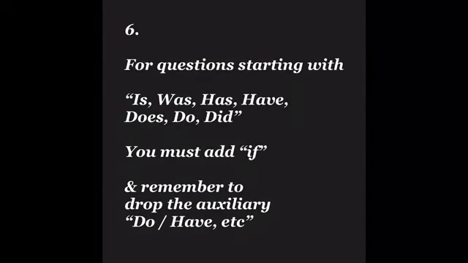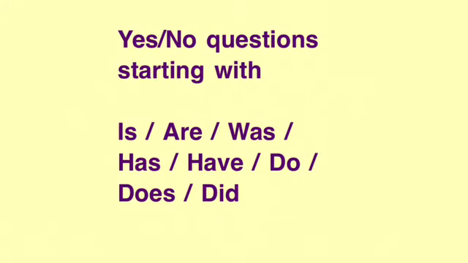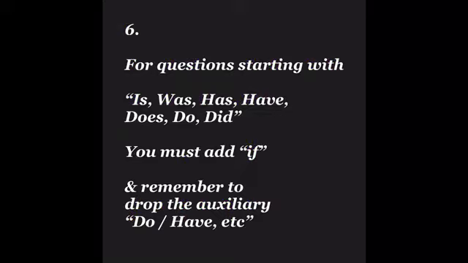Now we are going to discuss in detail how to convert questions to reported speech. And the first rule we have already discussed, that for yes or no questions beginning with is, was, are, has, have, or do, does, or did, we have to add if in the reported speech and also remove the first word of the question, which could be had or has or any of those words. So that is the first rule for reporting questions.